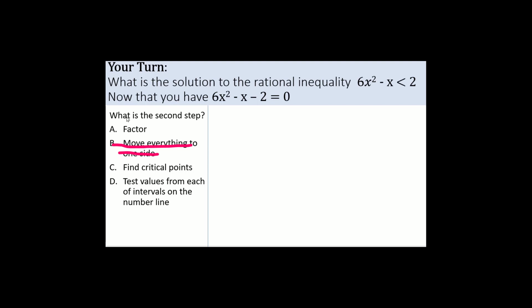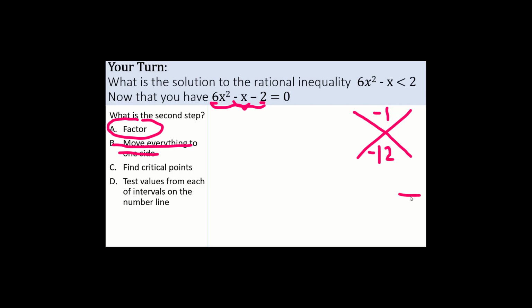Alright, the next step is to factor. Once we have everything on one side, you would factor it. This is a trinomial. And I'm going to go ahead and use bottoms up factoring. I'm going to start by taking that coefficient of the middle term, -1, put it up here. And then I'm going to multiply the coefficient of the first term and the constant in the last term. So it's going to be 6 times -2. Put that down at the bottom. So that's -12.